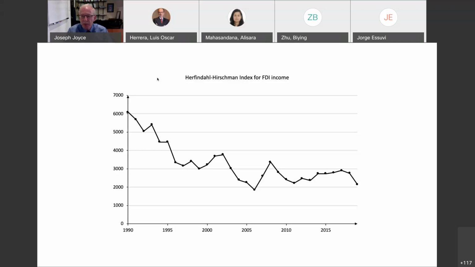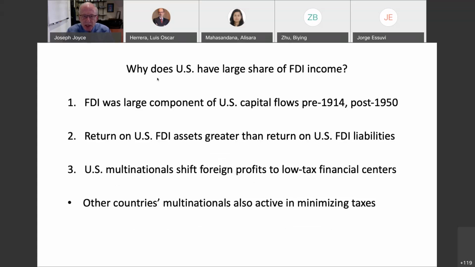Why does the US have such a large share of the income? And there certainly are different reasons. FDI was a large component of US capital flows even before 1914, when US firms were expanding into South America, and then again after 1950. So historically, it's not a surprise to see the US receiving income from FDI. Moreover, as many of you probably know, the return on US FDI assets is greater than the return on US FDI liabilities. And there certainly has been a literature generated trying to figure that out.